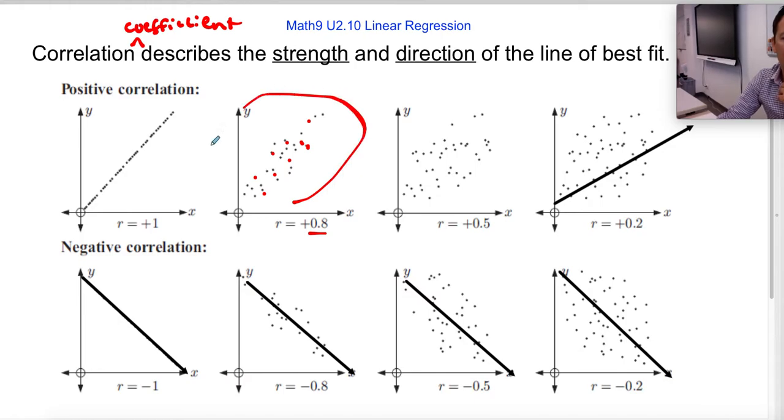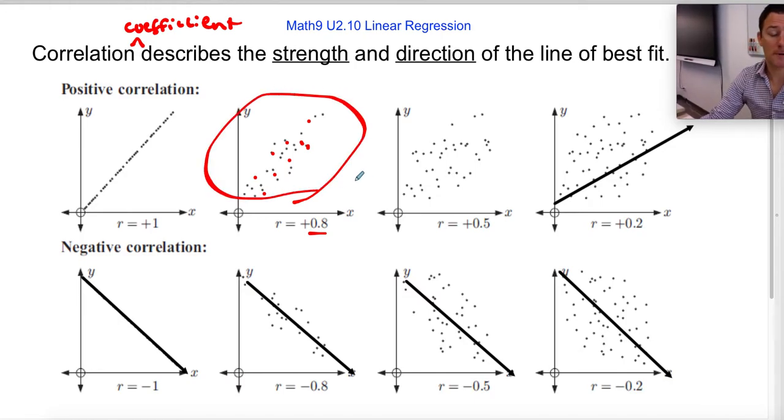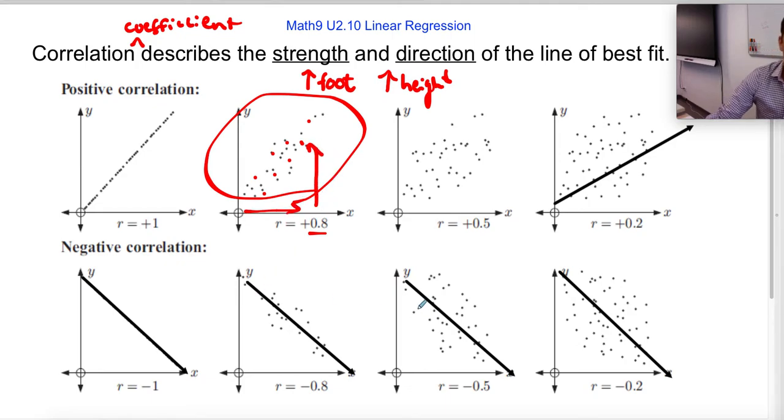Something that might have this correlation is like maybe your shoe size versus your height, right? The larger foot size means that the bigger the individual, the taller the height. It's not perfect, but you'd expect as the person gets taller, their foot size increases, right?